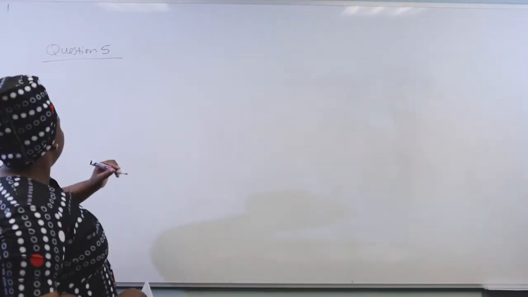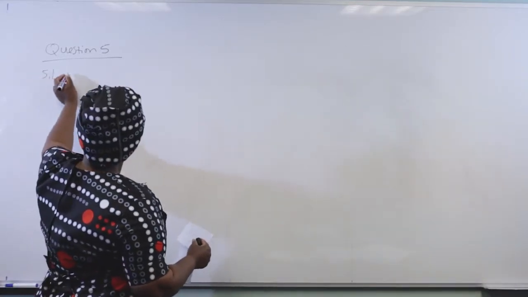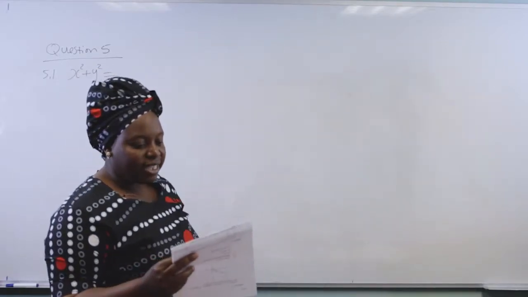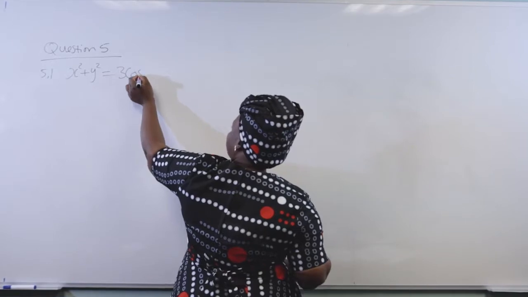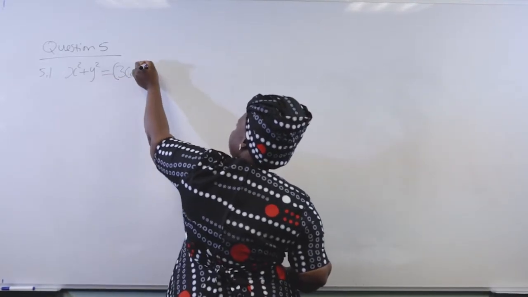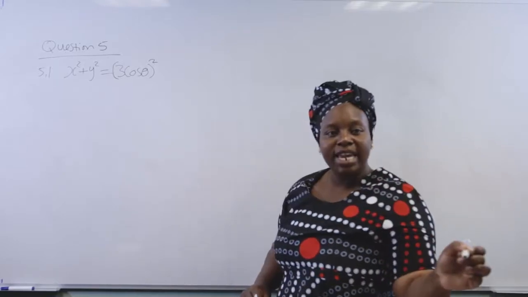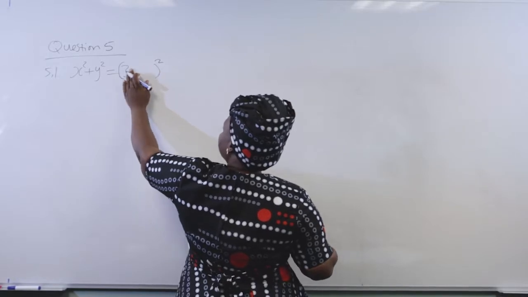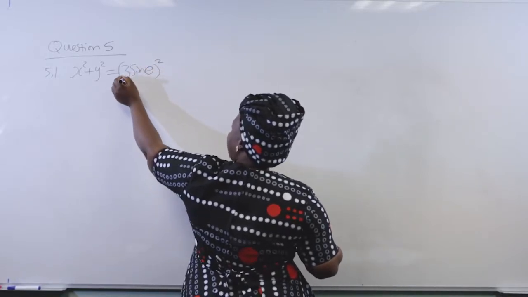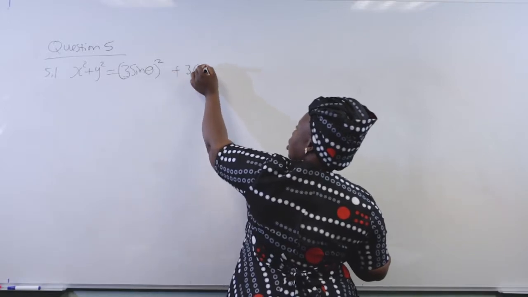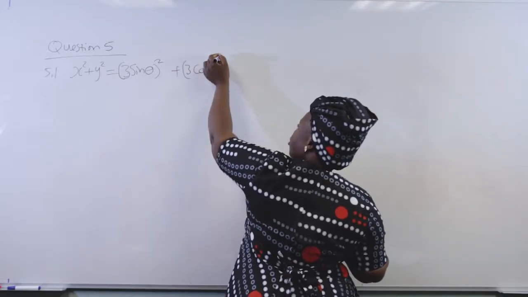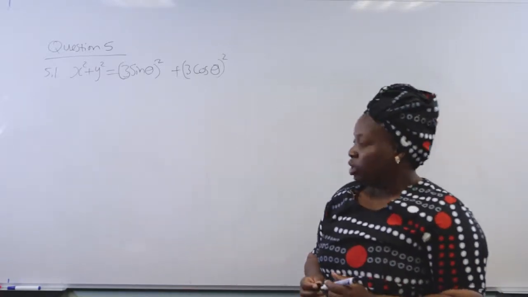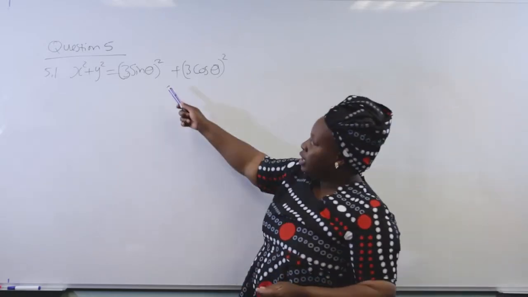So what are you going to do? It is 5.1, so you're going to write x squared plus y squared is equal to. What did they say x is? They said it's 3 sine theta. Remember, this is squared, so you must square it. And y is 3 cos theta. So we are adding 3 cos theta from the given information, and we square it. Now, we need to work that out until we reach where they want us to be. So you simplify until you cannot do anything, only on the right-hand side.